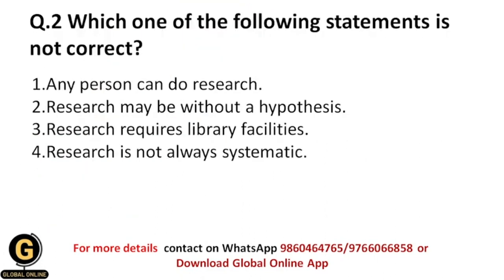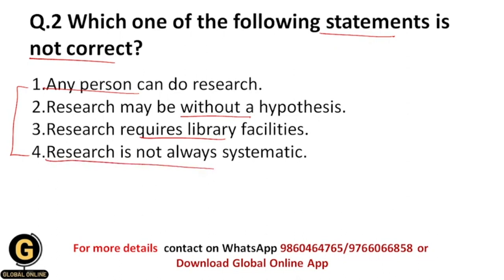Okay, which one of the following statements is not correct? Among these options, which is the statement that is not correct? Any person can do research. Research may be without a hypothesis. Research requires library facilities. Research is not always systematic.